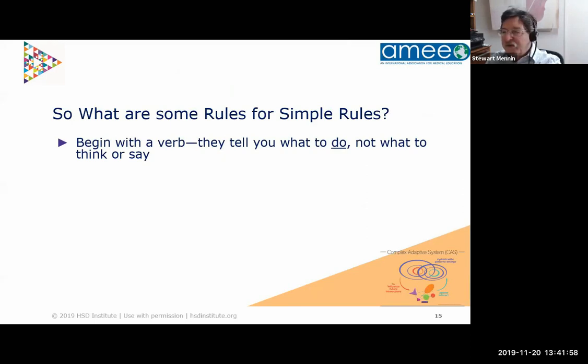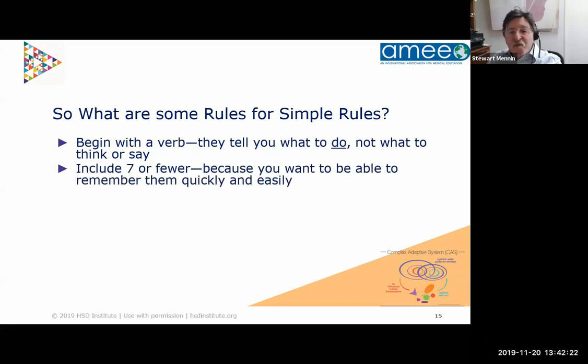So how does one make simple rules? A simple rule begins with a verb that tells you what to do. It doesn't tell you what to think or what to say. Recognizing the contributions of others is different than thinking about or understanding the contributions of others. It's kind of like making objectives with action verbs. You should have no more than 7 simple rules for any wicked problem and a minimum of 3. There's a reason for that, which I'll discuss in the next blog.